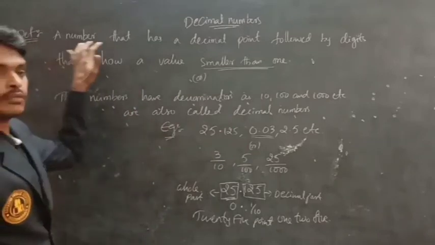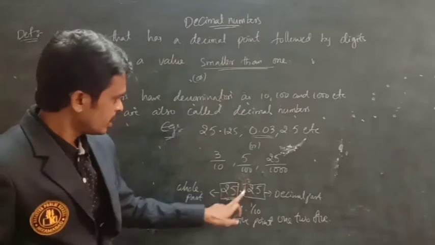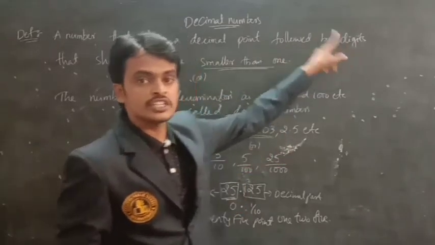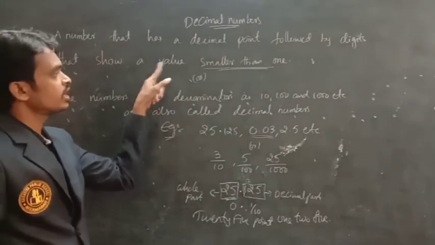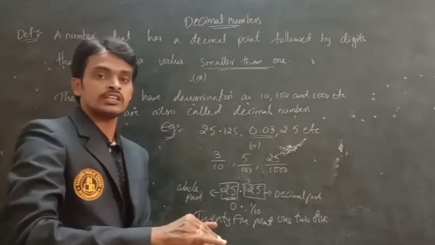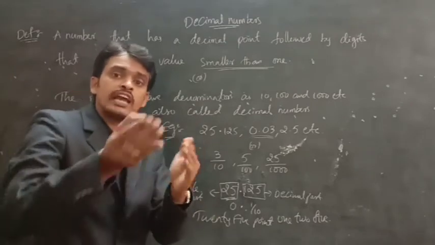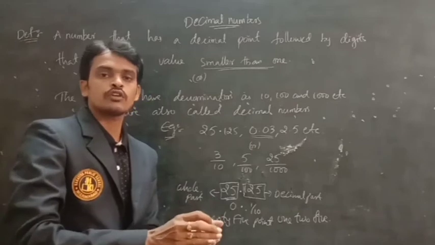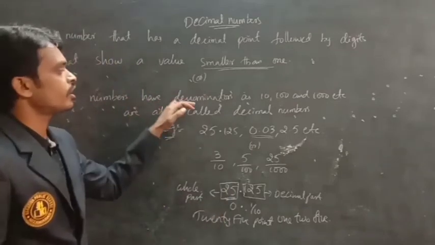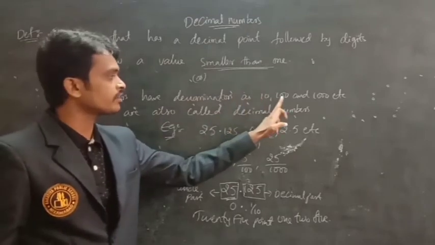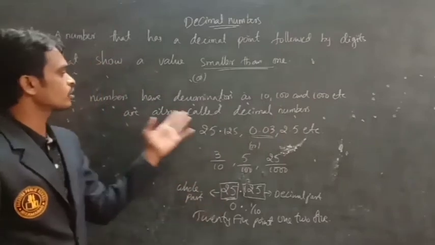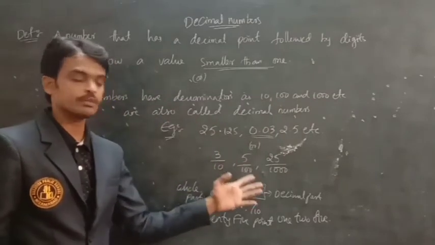Definition of a number that has a decimal point: a number that has a decimal point followed by digits, where the value is smaller than 1. If the value of the number is smaller than 1, then we will call it a decimal number. Numbers whose denominators are 10, 100, 1000, 10,000, lakhs and so on are also called decimal numbers. These are examples of decimal numbers.